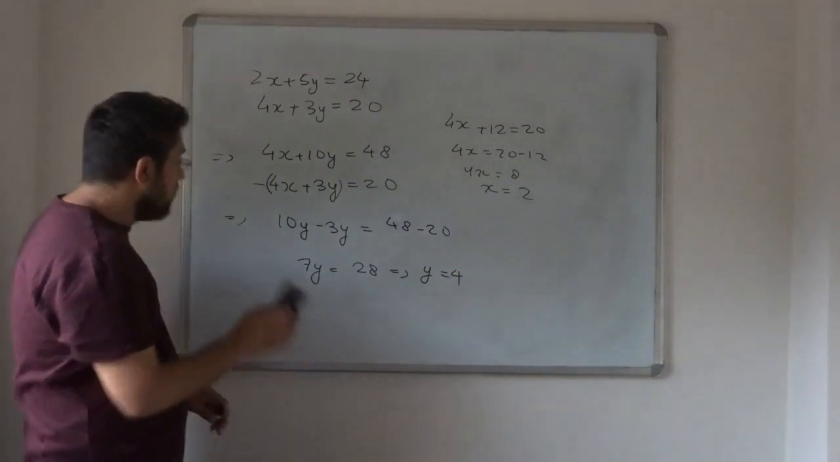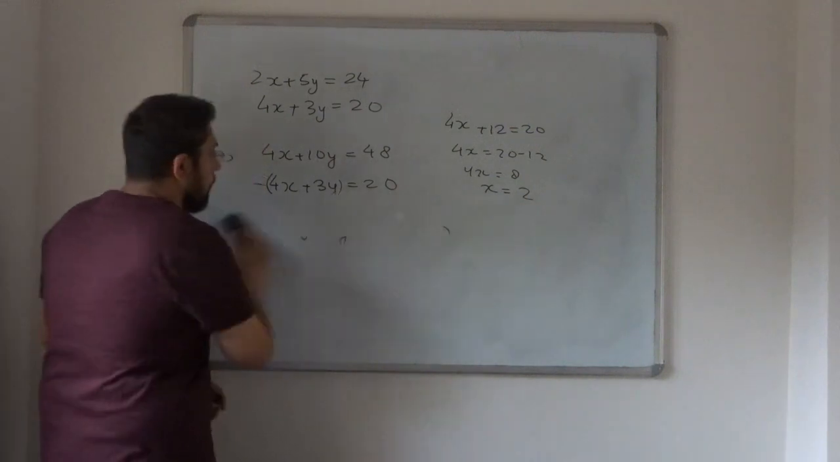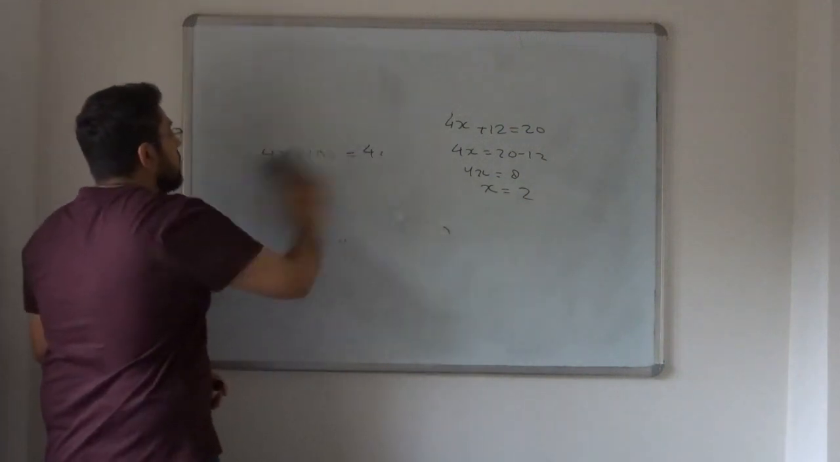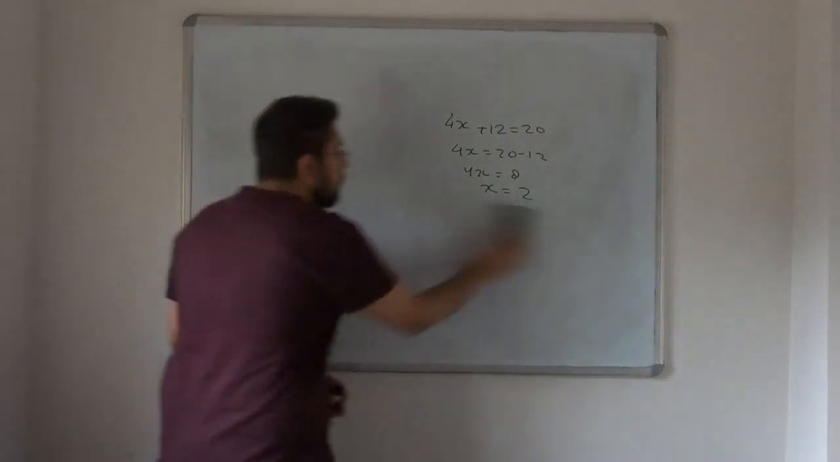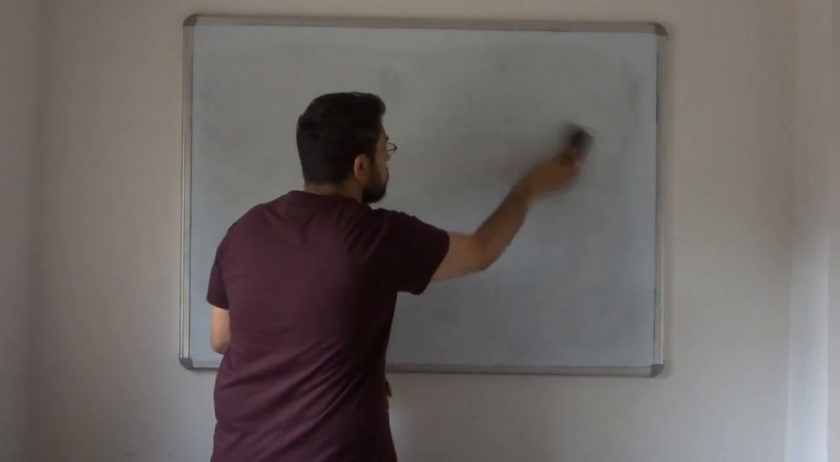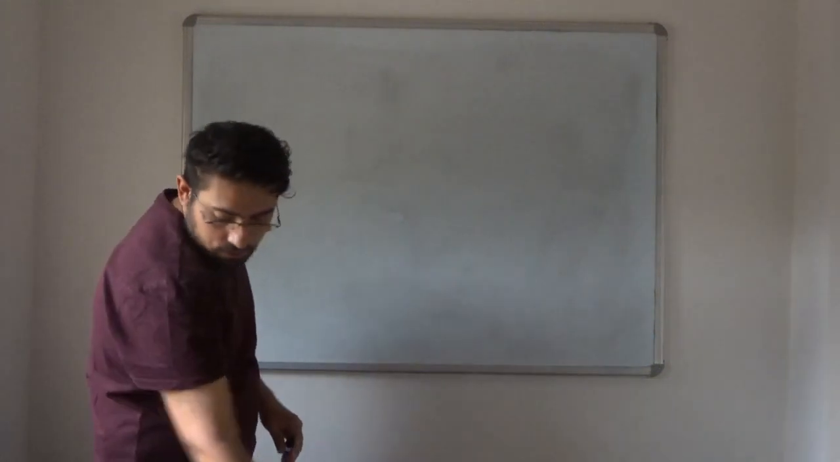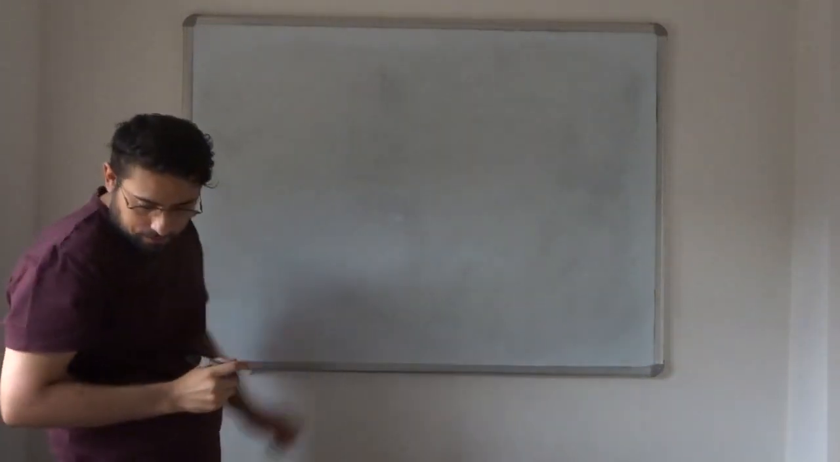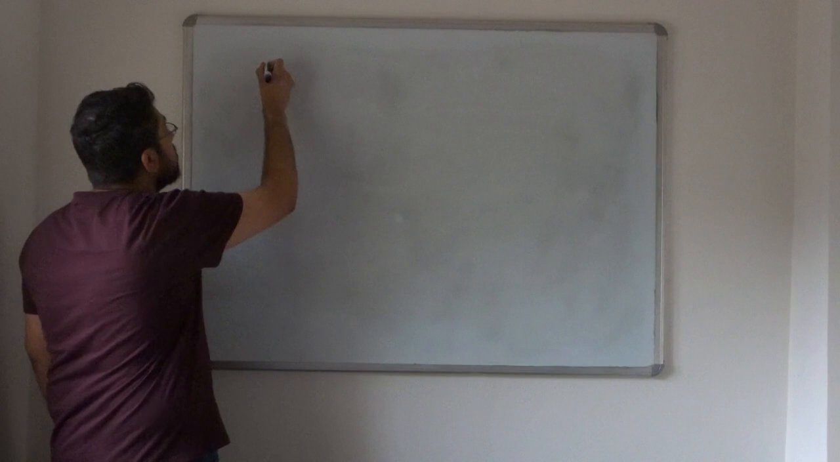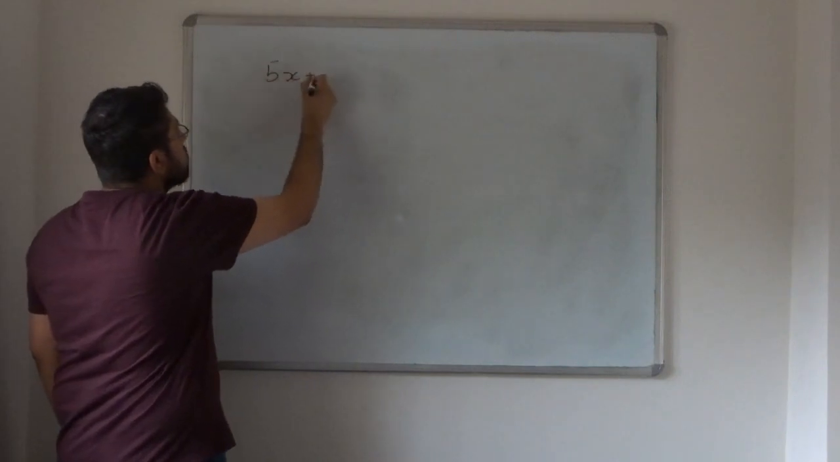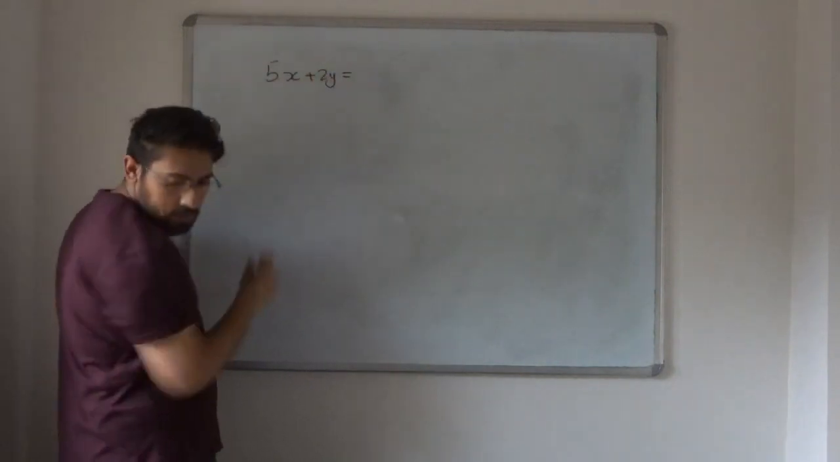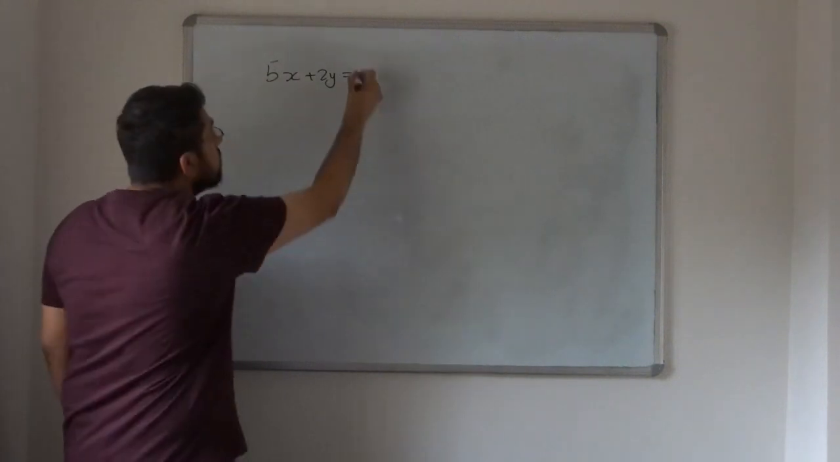Okay, let's do another example. Now I want you to try the next example on your own. That's what I want you to do. If you do not try the other examples on your own, you're basically just wasting time. So 5x plus 2y equals 13.